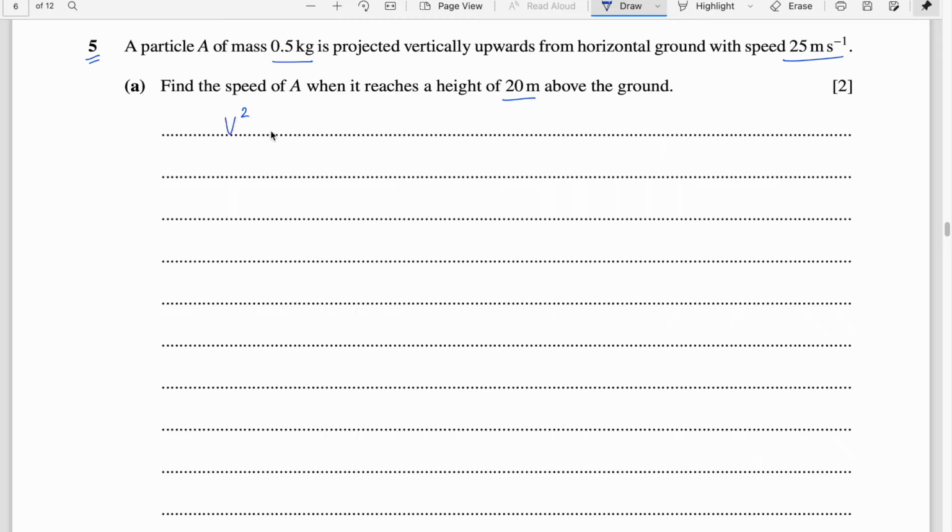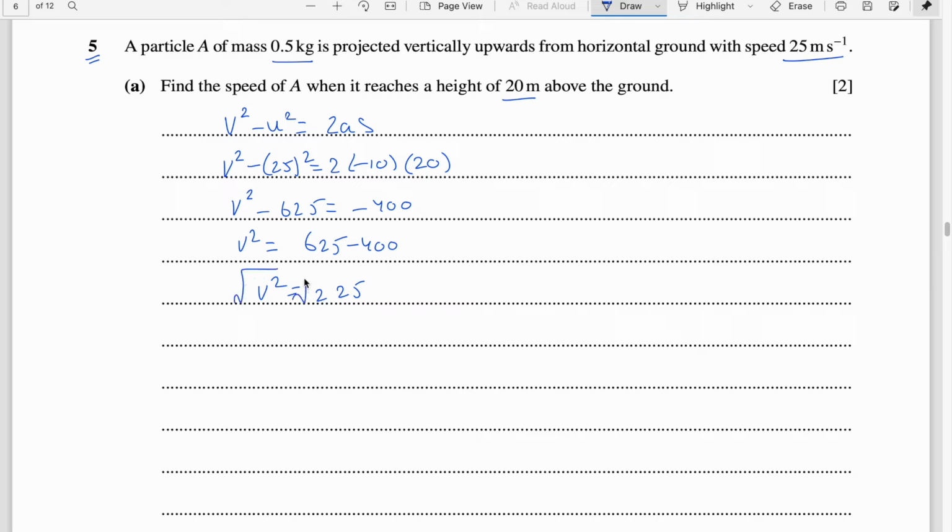Let's use this equation. V square minus U square equals 2AS. Final velocity unknown. Initial velocity is 25. Acceleration is negative 10 as it is going against the gravity, and displacement is 20. So V square minus 625 is equals to minus 400. V square equals 625 minus 400. V square is equals to 225. Square root both sides. V is equals to 15 meters per second.